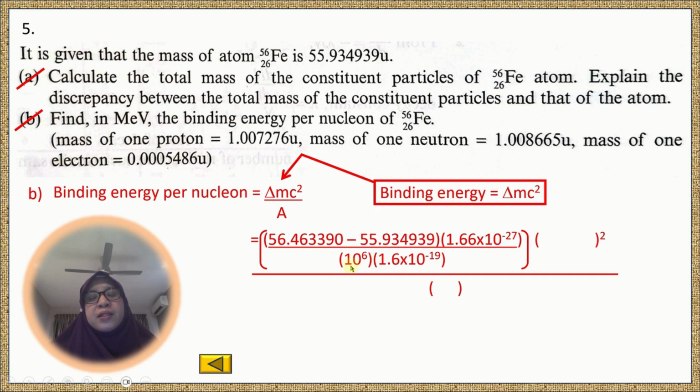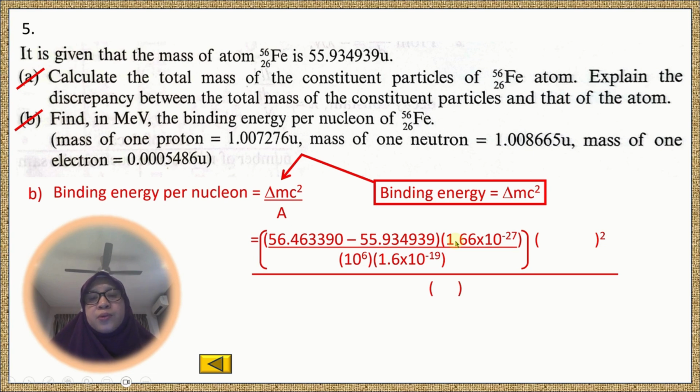So we divide by 10 to the 6 and then divide by 1.6 times 10 to the negative 19 for the electron volt. And the mass is in unified atomic mass unit, so we need to convert to kilogram, because this is mass, m. So be careful of the units in the questions.